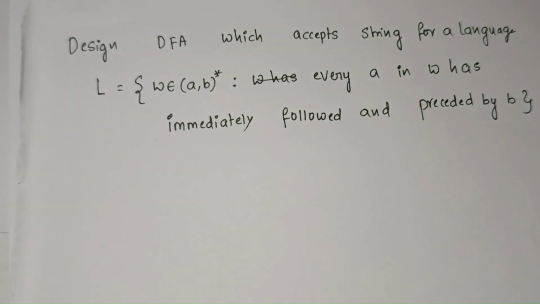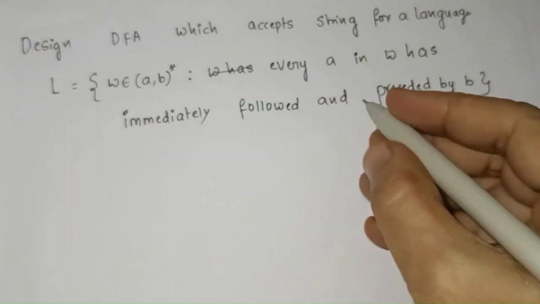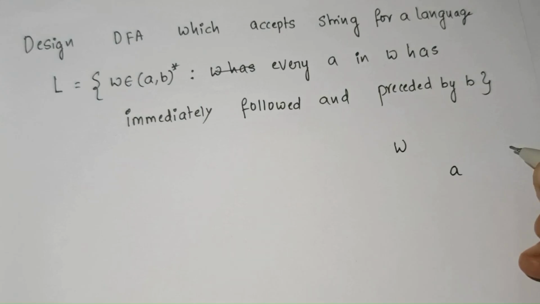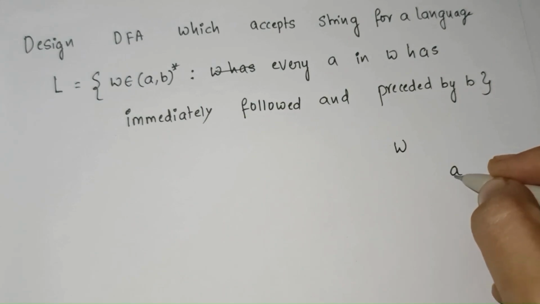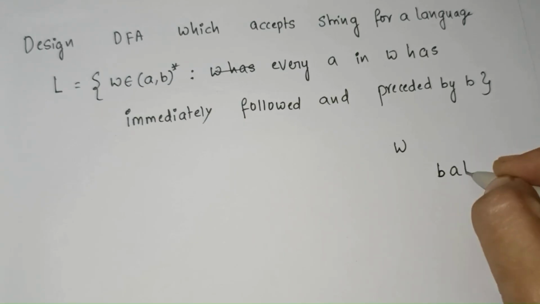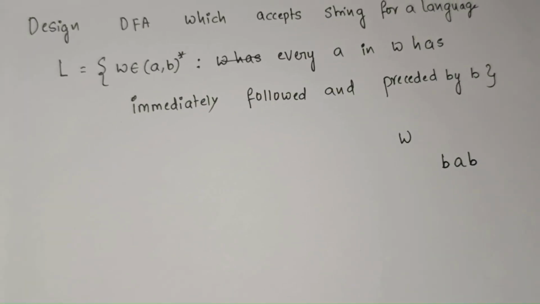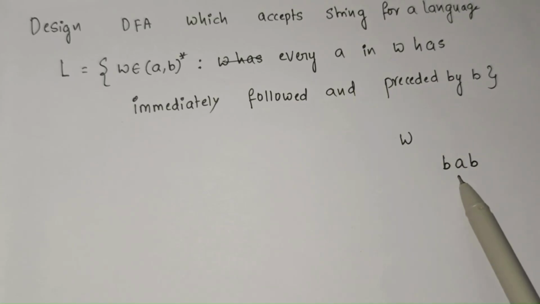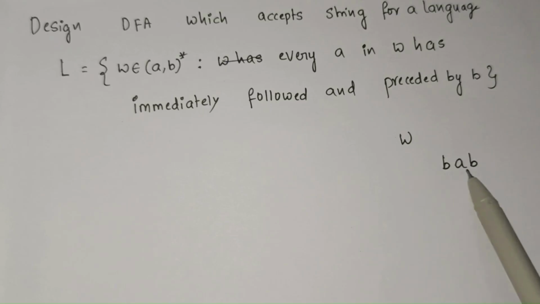So what does this question say? If you take any string W, and in that string you take an input symbol A, this every A should be immediately preceded by B and also followed by B. That is the question. So a language should contain a string W such that if you are placing the input symbol A in that string, then definitely that A should be preceded and followed by B's. Okay, that is the question.